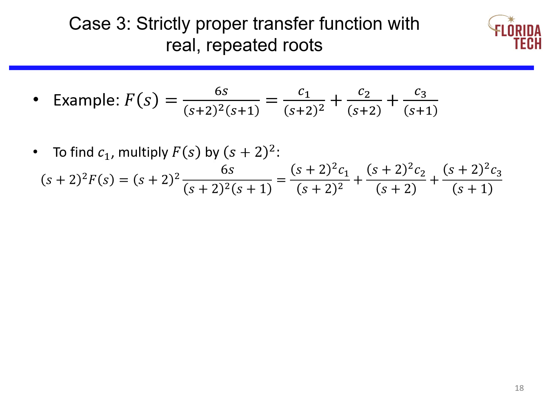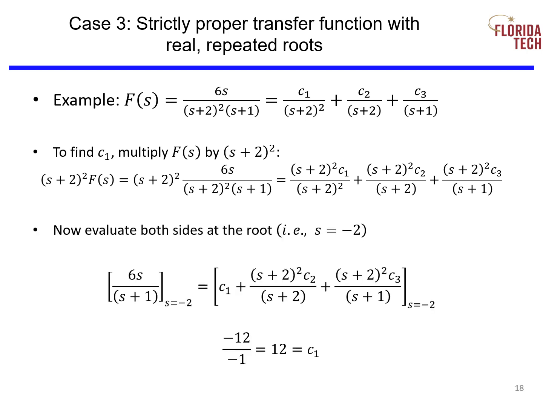To find C1, multiply both sides by s plus 2 quantity squared. Now evaluate both sides at the root. For this case, s equals minus 2. This results in C1 equaling 12.